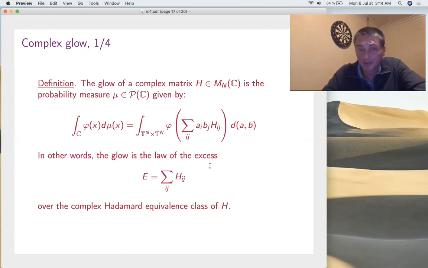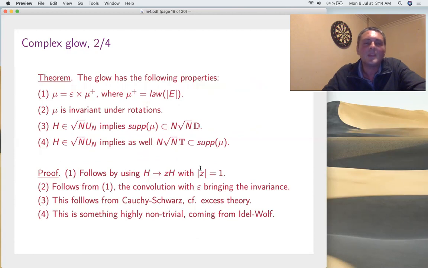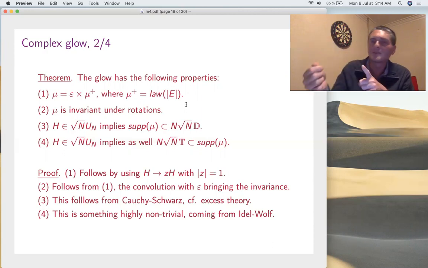It's the law of the excess over the Hadamard equivalence class, but which is now complex. So in the formula, that's the formula. It's the same thing. Some basic properties: first of all, it's invariant under rotation, of course. So in particular, that's a complex measure. Being invariant under rotation, it's just primarily a positive measure, which is convolved by the uniform measure on the unit circle.